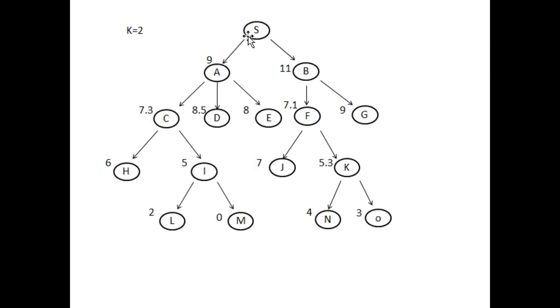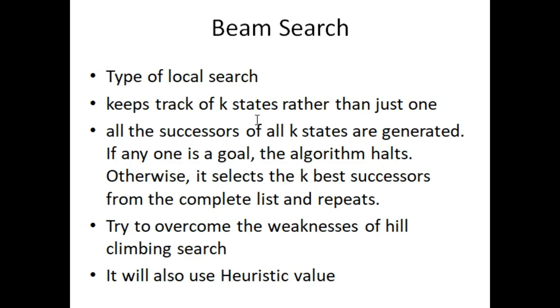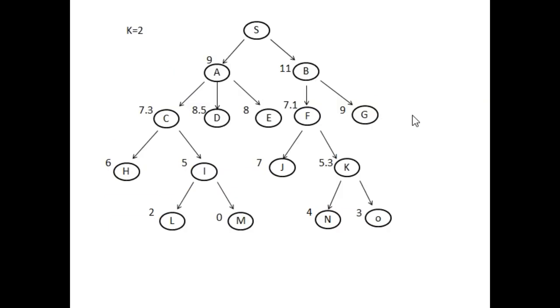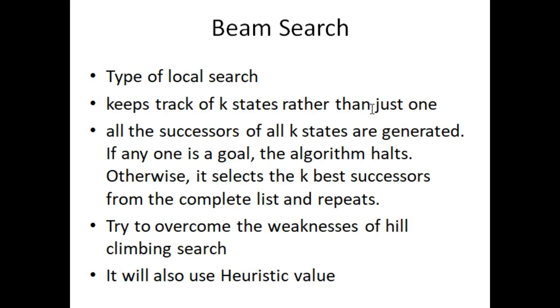we would explore just one path, one track. But the beam search technique explores or keeps k tracks. K will be 2, 3 or any value which is greater than 1. So for hill climbing, k will be equal to 1.